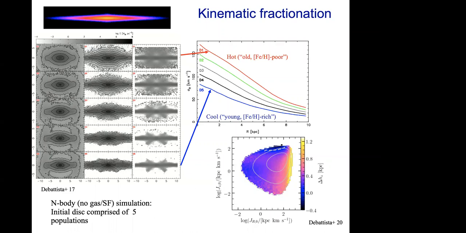And I'm going to show you first a toy model based on a simulation. This is how the simulation starts. This is an edge-on view of the galaxy. And this galaxy is comprised of five populations that I put in completely by hand. It's a toy model. There is a cool population and there's a hot population.